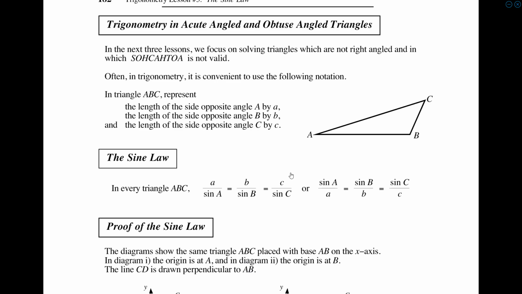And just for some labeling notation to make things easier, we did talk about this in 10 a little bit, but when we're talking about angles, we use capital letters. When we're talking about sides, we use lowercase letters. And we name the sides based on the opposite angle. So angle A is opposite from side A, angle B opposite side B, angle C opposite side C.